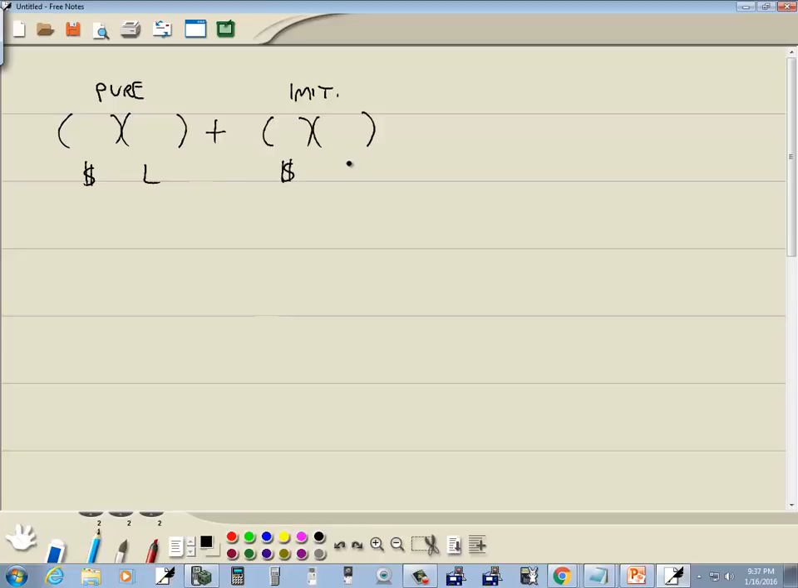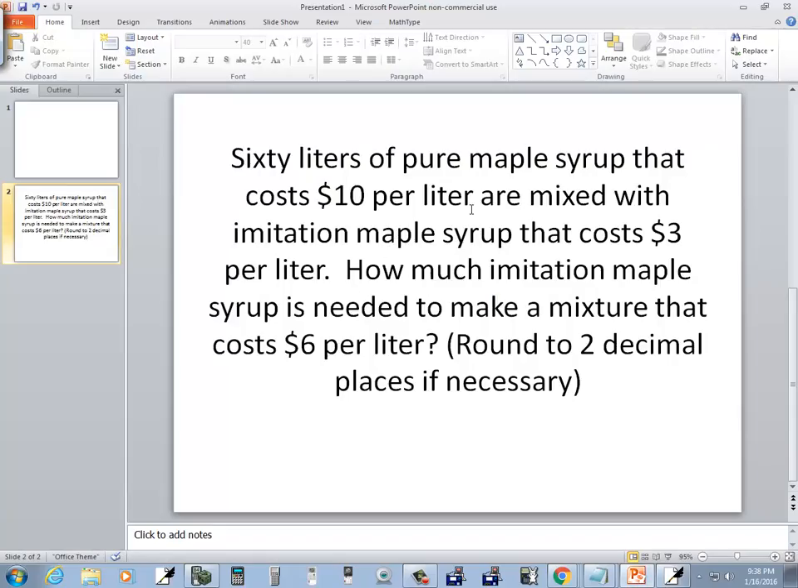Always will be two quantities. If it's one quantity, it's too simple for an algebra class. If it's three quantities, I've never seen anything that hard in an algebra class. And here's our blend, our final mix. Okay, let's see what they give us.